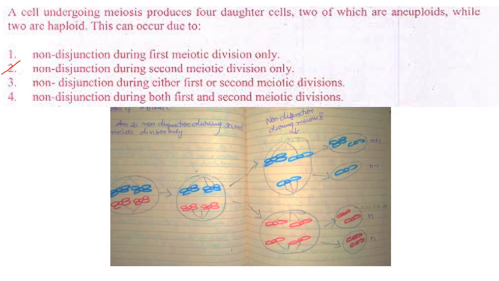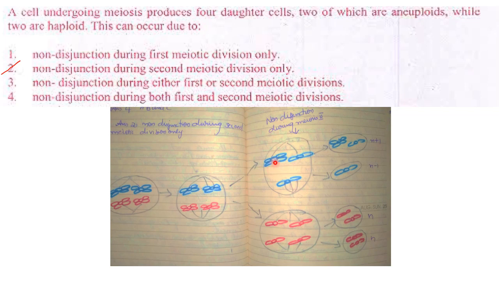Now next one. A cell undergoing meiosis produces 4 daughter cells, 2 of which are aneuploids, while 2 are haploid. This can occur due to... So they have told 2 of which are aneuploids. So here it is n plus 1, n minus 1, while 2 are haploid, n, n. So you have got 4 chromosomes. This is meiosis 1, the chromosomes separate. Then comes the separation of the chromatids that happens during meiosis 2.